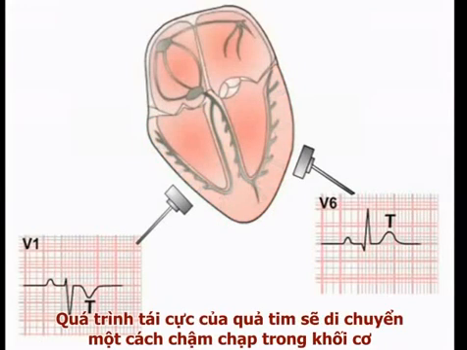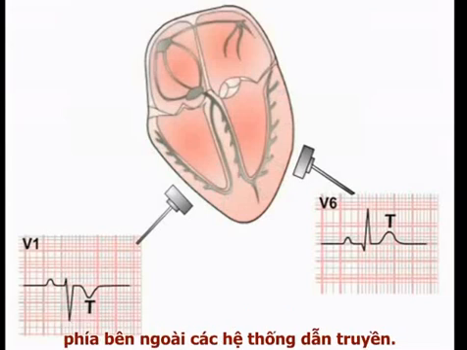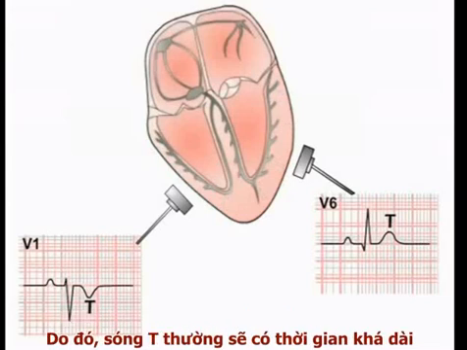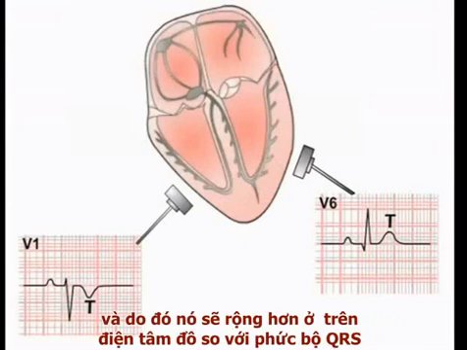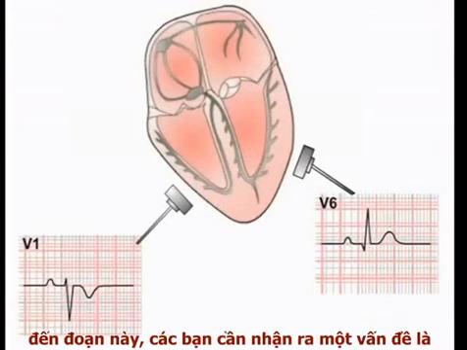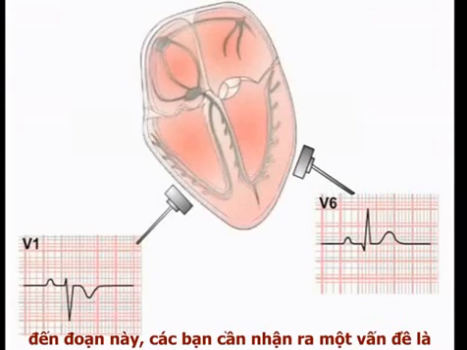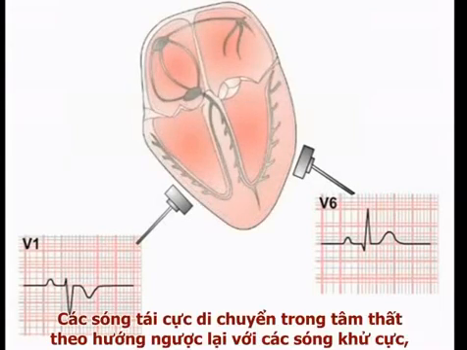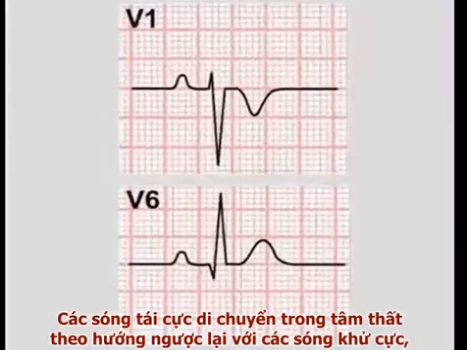Cardiac repolarization spreads relatively slowly through the muscle mass outside the conducting system. Hence, the T wave is considerably longer in duration and therefore broader on the ECG paper compared to the QRS complex.